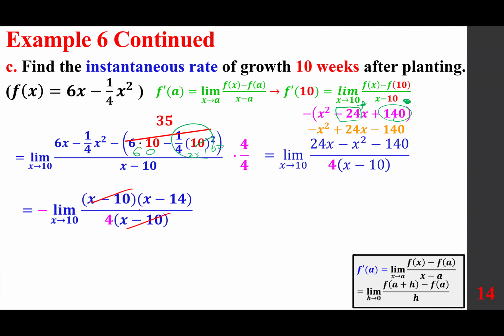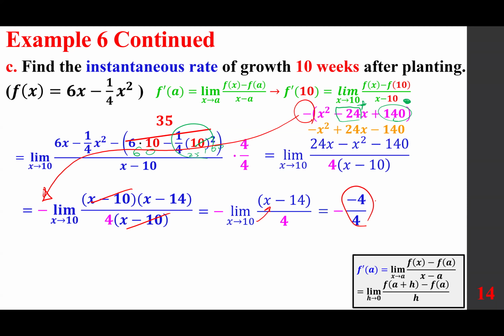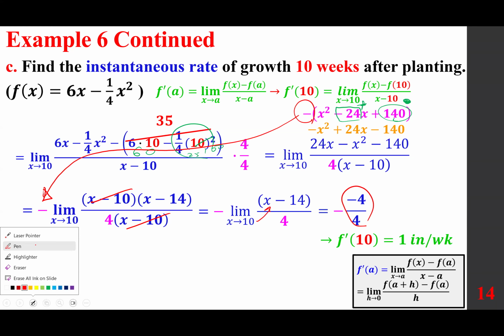X minus 10 drops. And notice the negative sign is just out or in, makes no difference. We keep the negative sign, we don't lose it. And now if you plug in, the numerator becomes 10 minus 14, which is negative 4. Negative 4 over 4 is negative 1, with the negative in front becomes positive 1. Therefore, f prime of 10 is positive 1 inch per week.